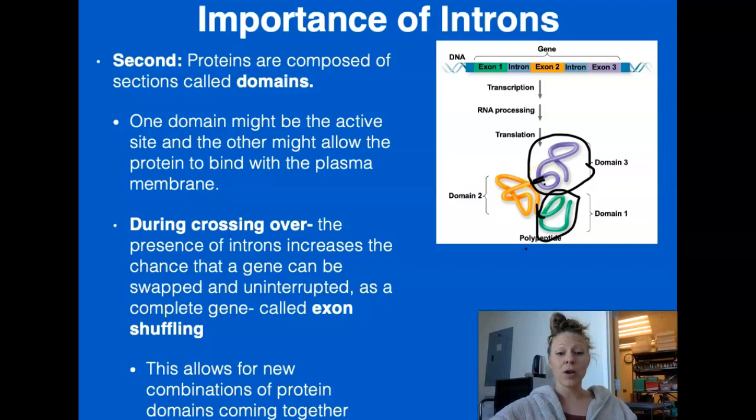And this is actually a great way for variation to occur. This is going to allow proteins to be expressed in different ways if recombination happens and this domain is altered a little bit and it's recombined with the rest of a protein. It's going to allow for that trait to be expressed just a little bit differently.